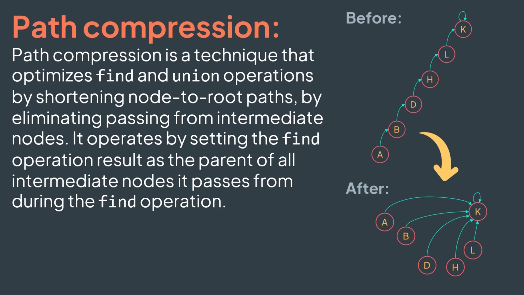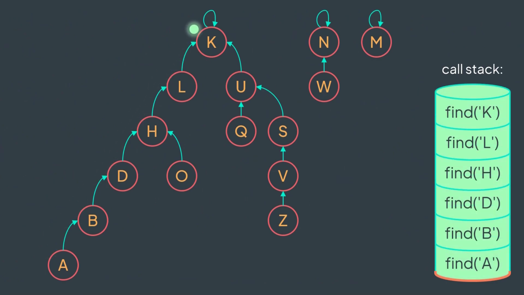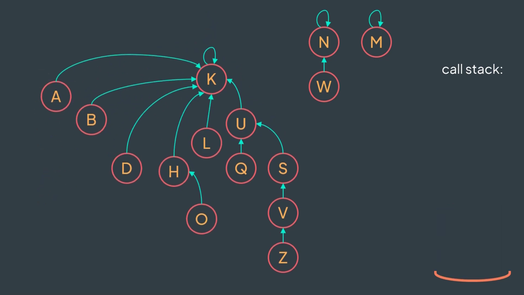The find function is recursive, which means that after it traverses nodes, it needs to traverse them again backwards to continue remaining instructions that come after the recursive call. Which is exactly what we want. After finding the root, we want to go back to our node to set it as their parent.